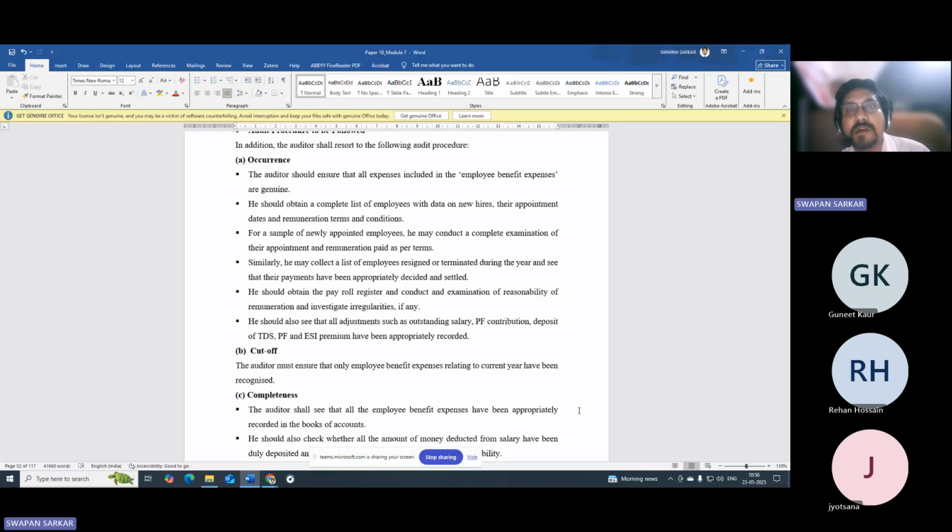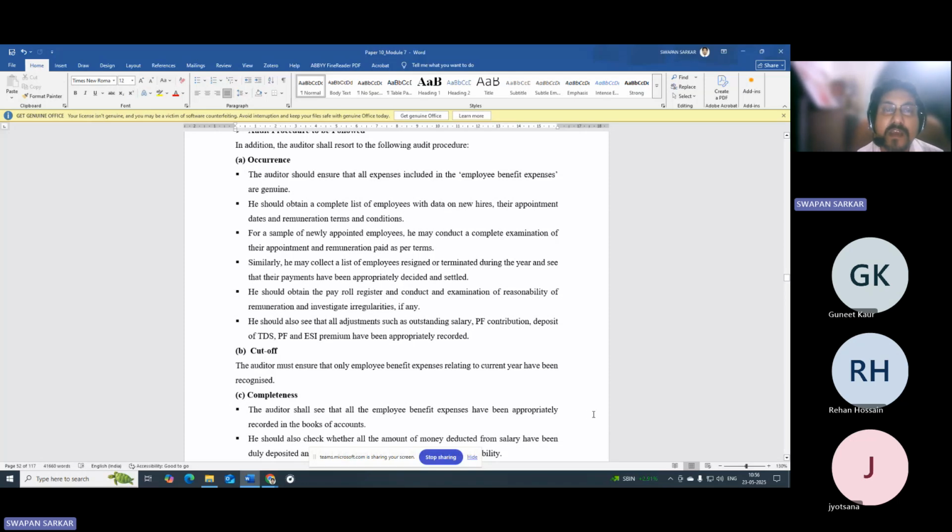The auditor must ensure that all expenses, including the employee benefit expenses, are genuine. He should obtain a complete list of employees with data on new hires, their appointment dates, and remuneration terms and conditions. For a sample of newly appointed employees, he may conduct a complete examination of their appointment and remuneration as per the terms.